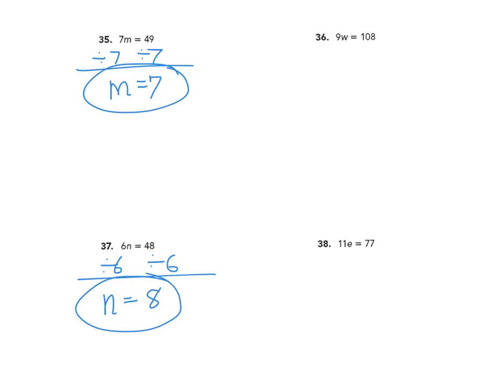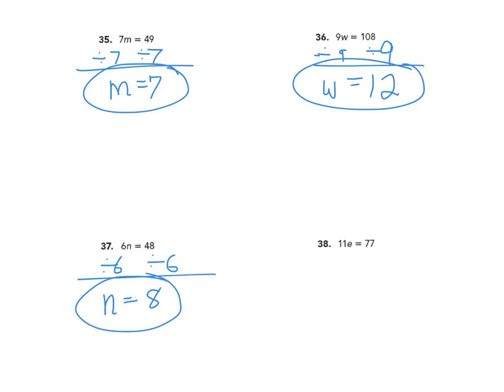For number 36, I see that 9W equals 108, but I don't want 9 W's, I want a single W. So if I divide 9W by 9, I get that single W, but I have to make sure I keep it balanced by dividing the other side also by 9. And that gives me a total of 12, because I know 9 times 12 is 108.